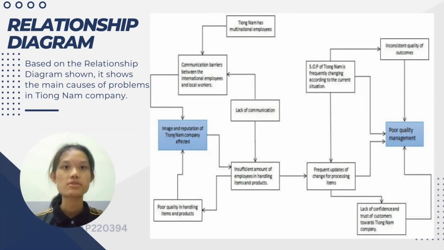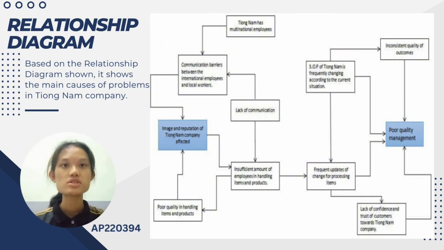Based on the relationship diagram shown, it shows many main causes of problems in Dongnan Company. The image and reputation of Dongnan Company is affected by the poor quality in handling items and products, and the communication barriers between the international and local workers caused by lack of communication and multi-language between workers.